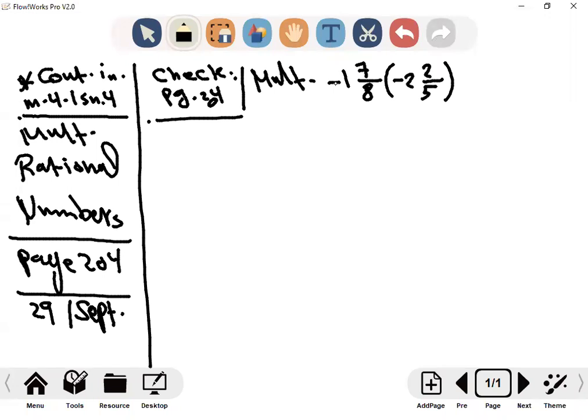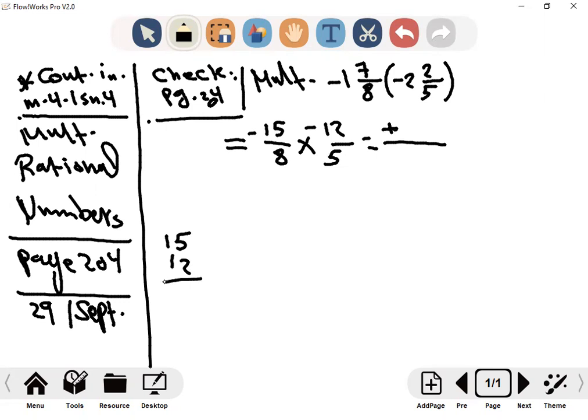So this is equal. Turn this to a fraction: 8 by 1 is 8, with 7 is 15. Multiply 12 over 5. Both are negative. If you multiply, the answer will be positive, right? So 15 by 12. This is 15, this is 12. Multiply: 0, 1, 3, 5, 1, 0, 8, 1. So here 180 over 40.